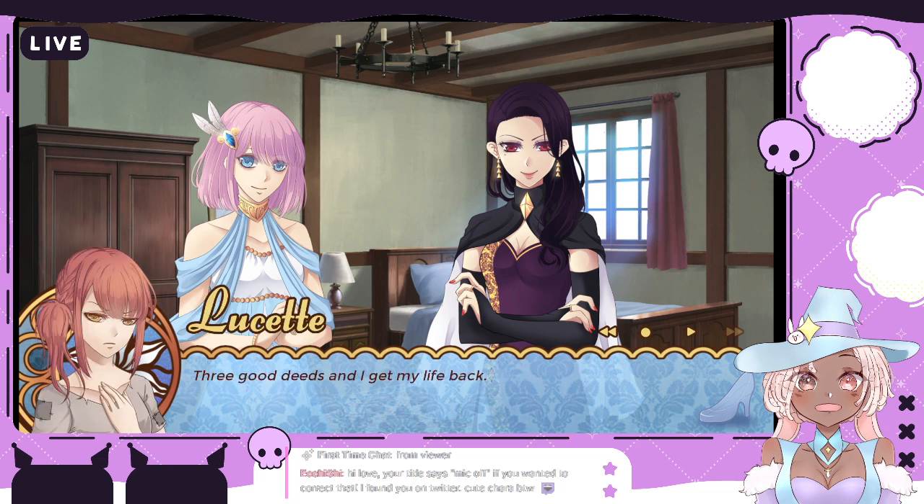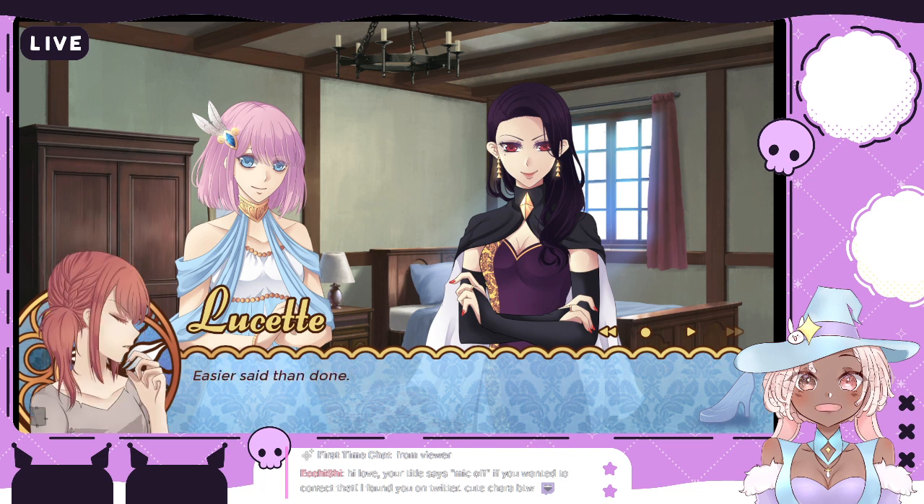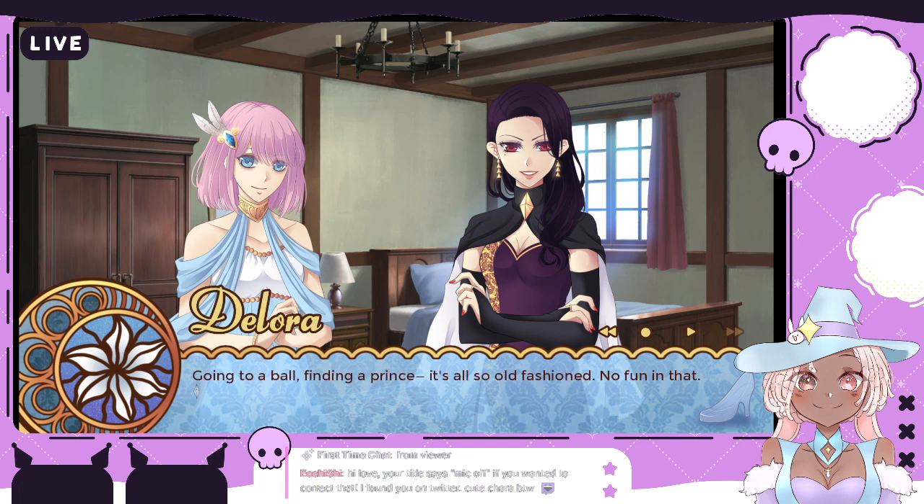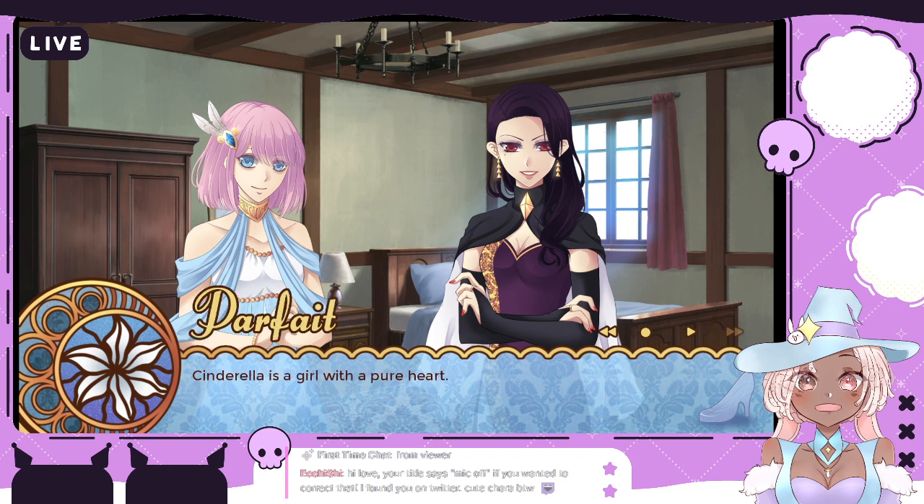3 good deeds, and I get my life back. Easier said than done. You said Cinderella, didn't you? Think she just go to a ball and find a prince? What does doing good have to do with that? Going to a ball, finding a prince, it's all so old-fashioned. No fun in that. Cinderella is a girl with a pearl heart. She's always willing to help others, even when they are cruel to her. Anyway, I have bought some clothes for you. I'll leave them on the table. We'll be waiting outside for some people like you to meet.